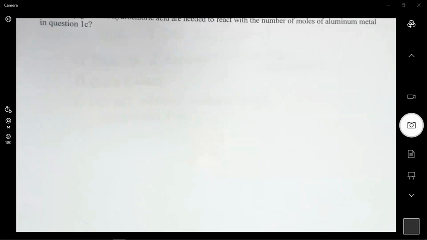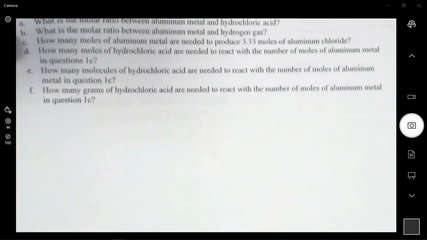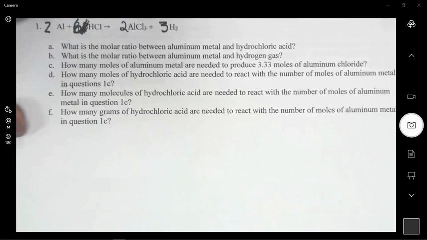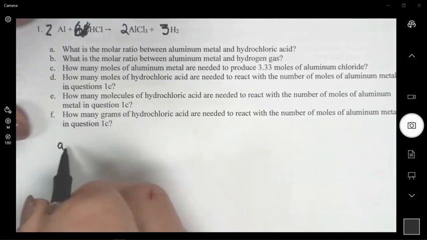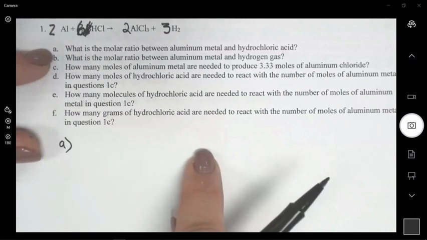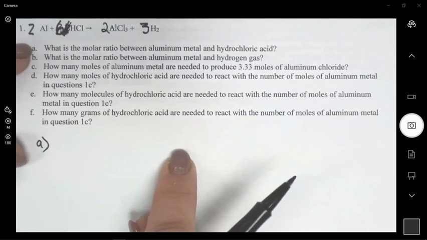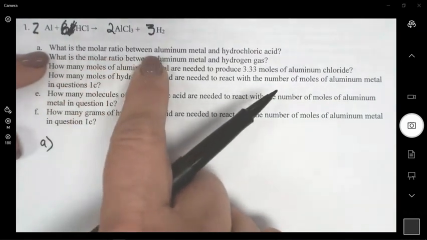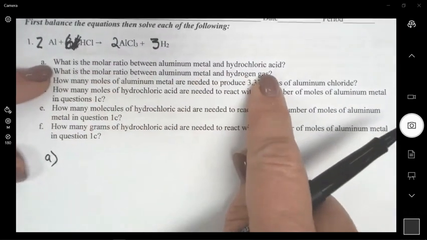Who in here plans on taking an AP test one day? An AP test that would have a problem? Yeah, okay. So just showing you, they'll give you just like this, a whole list of questions. What you want to do is follow their guidance, show what your answer is to A, and then, when needed, use the verbiage in the question. So A is asking, what's the molar ratio between aluminum metal and hydrochloric acid?